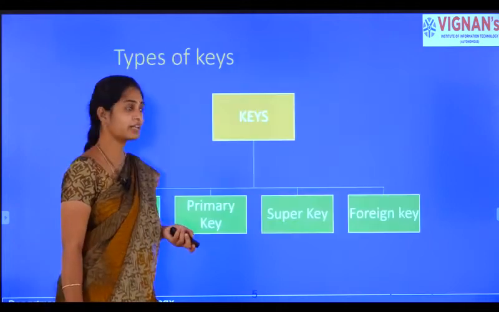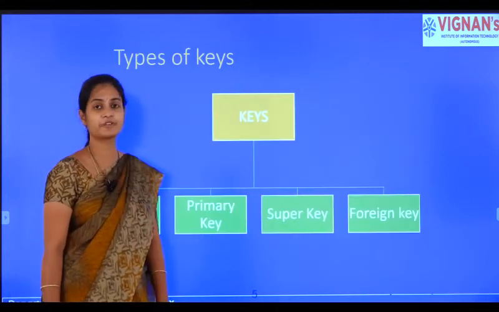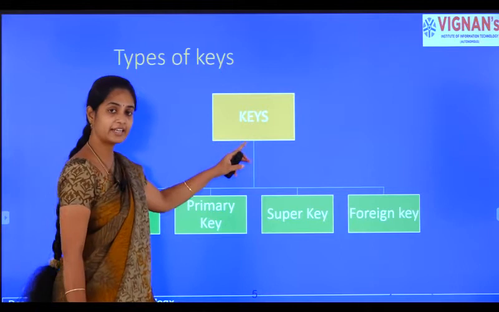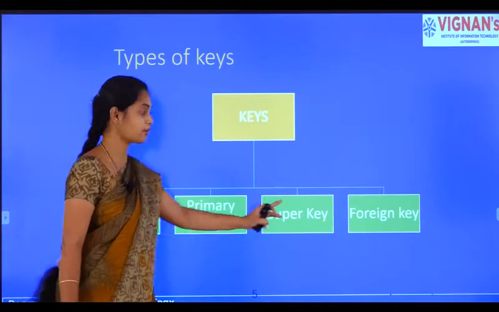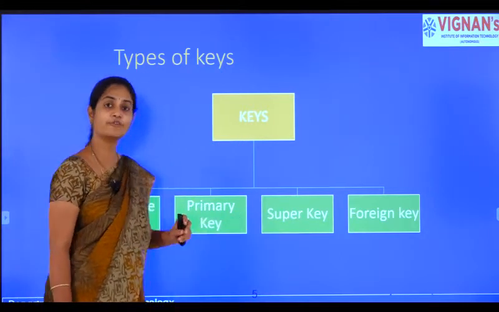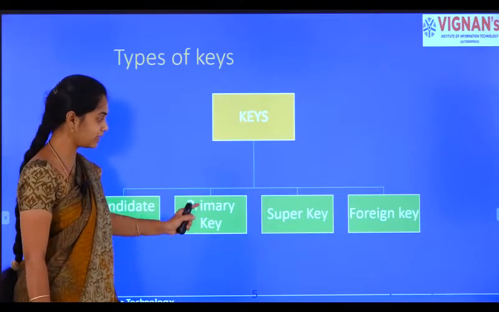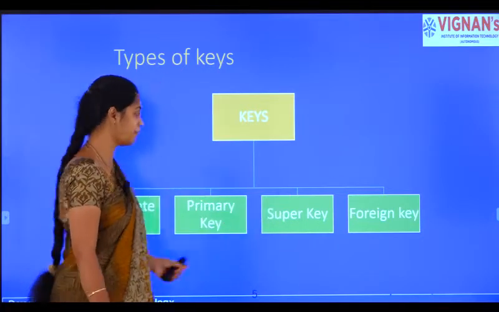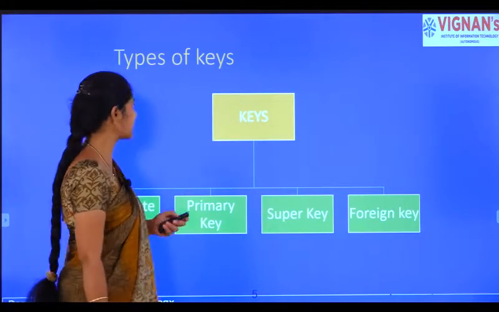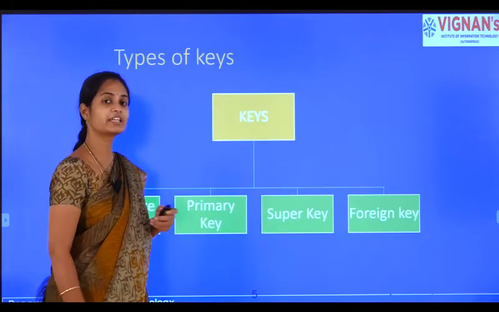We'll see how many types of keys we have. Majorly we have 4 types of keys: candidate key, primary key, super key and foreign key. So what is a candidate key? We'll be knowing the keys one by one.